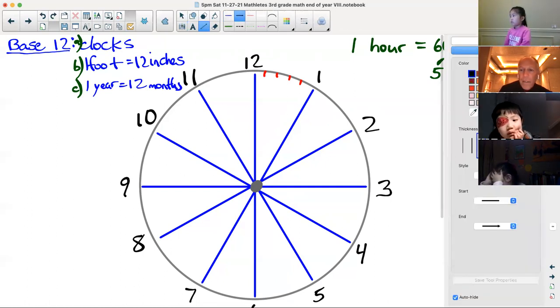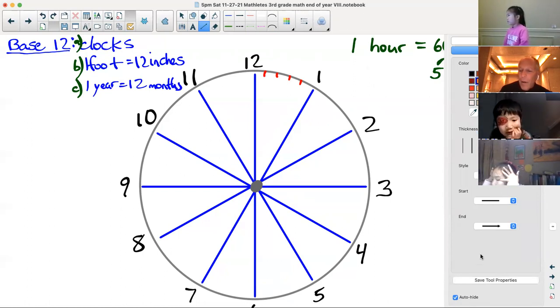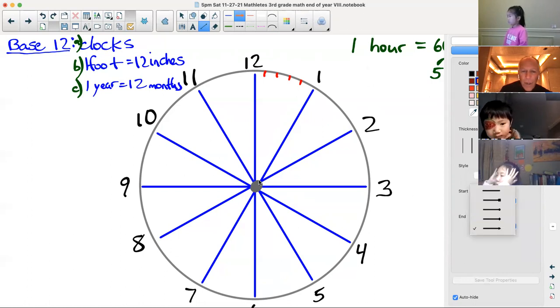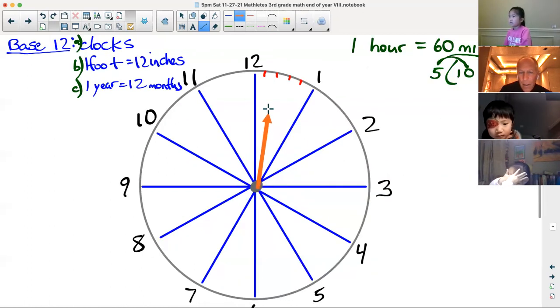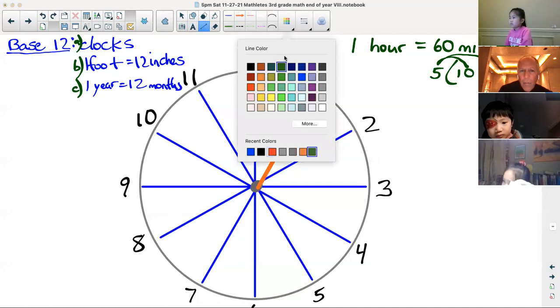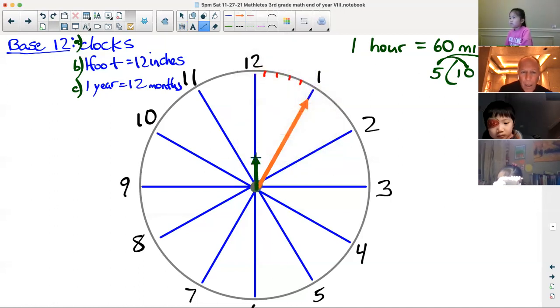So I'm going to make this a little bit bigger, and maybe I should make it into a different color. How about orange? I'm going to put this right here, and that's going to be the minute hand. And then I'm going to do the same thing, but maybe I'll use green. And this is going to be the hour hand.